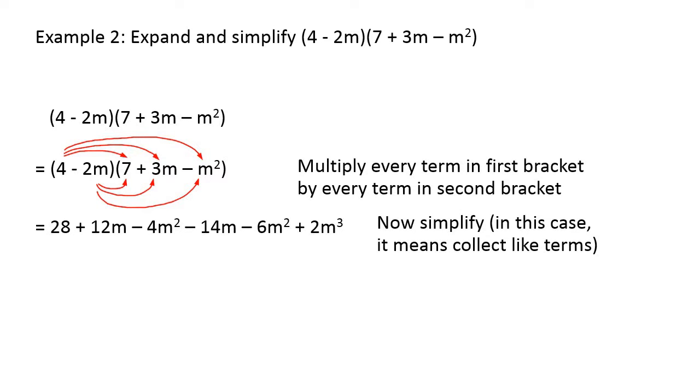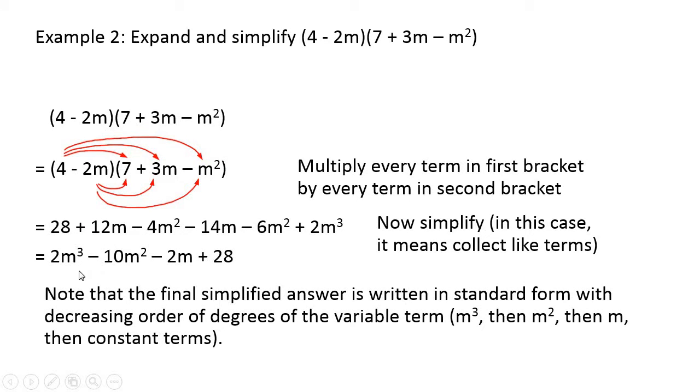Now simplify. Note that the final simplified answer is written in standard form. This means that there is a decreasing order of degrees of the variable in the terms. You don't have to look at my answer yet. Just focus on the fact that I have written this in decreasing order of degrees. You always want to write it like that, okay?